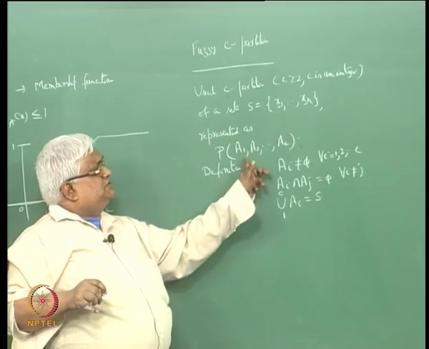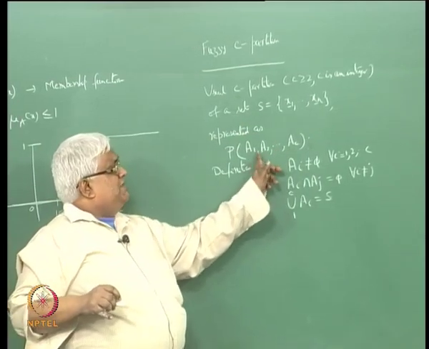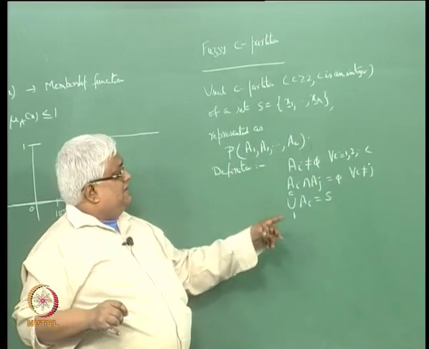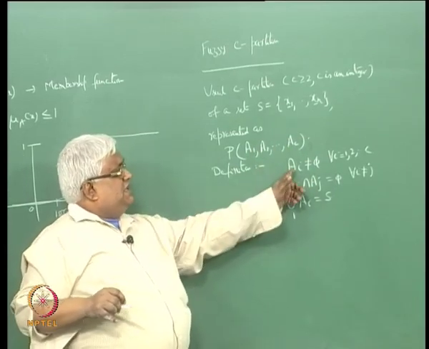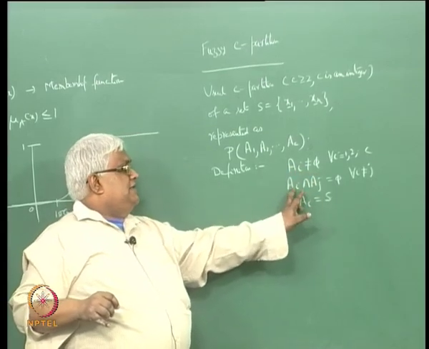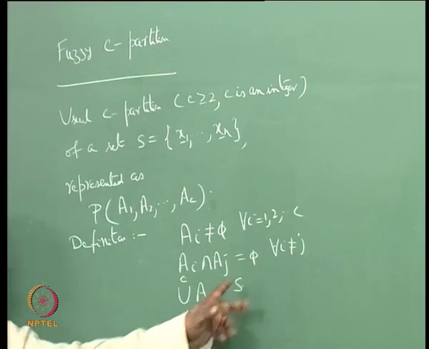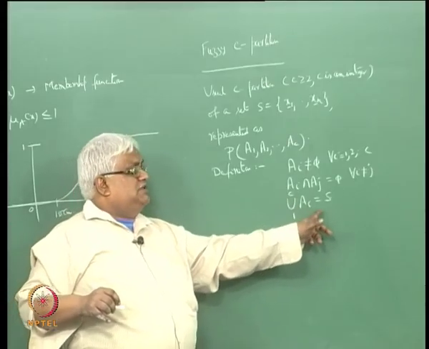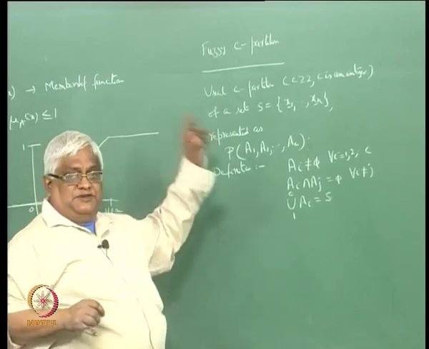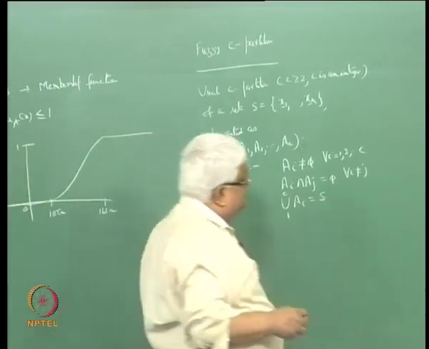If I represent the C subsets as A 1, A 2, A C, then the definition is that each A i should be not equal to phi, and A i intersection A j is phi, and the union of A i, i equals 1 to C, is equal to S. So, this is the usual C partition. Now, what is fuzzy C partition?